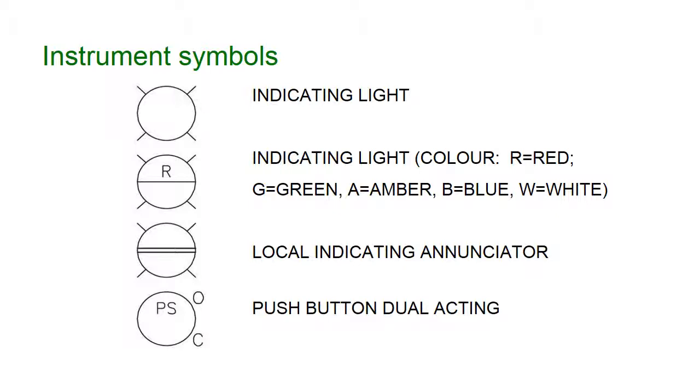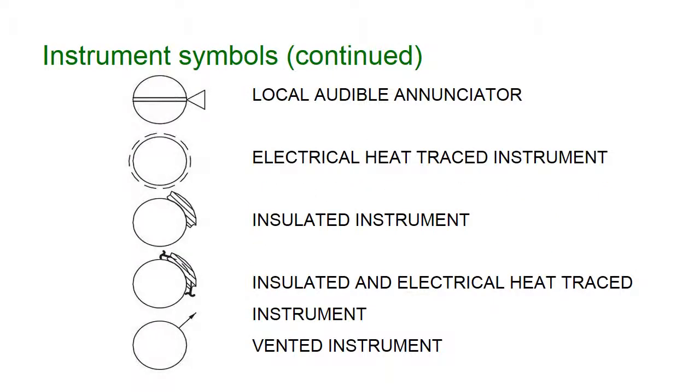Indicating light. Indicating light color, R equals red, G equals green, A equals amber, B equals blue, W equals white. Local indicating annunciator, push button dual acting. Local audible annunciator, electrical heat traced instrument, insulated instrument, insulated and electrical heat traced instrument, vented instrument.